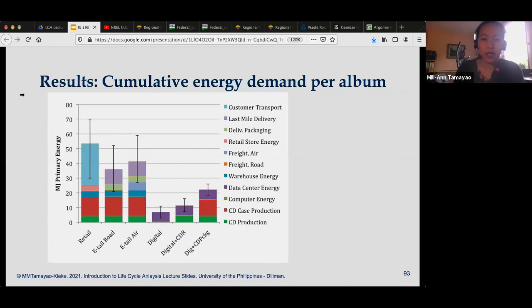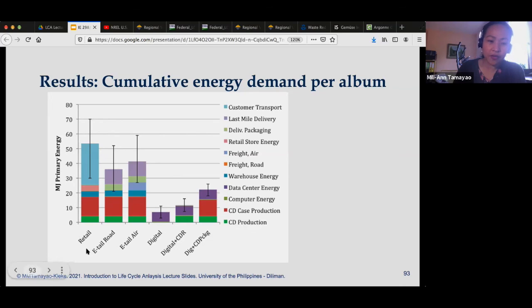For the results, this is a graph of the cumulative energy demand per album. On the x-axis you have the different cases, and on the y-axis you have the megajoules of primary energy. The different parts of the bars are labeled as such. So this is the legend.